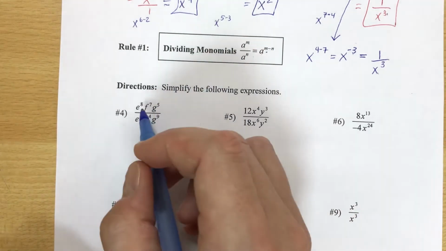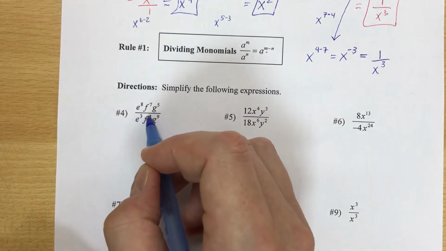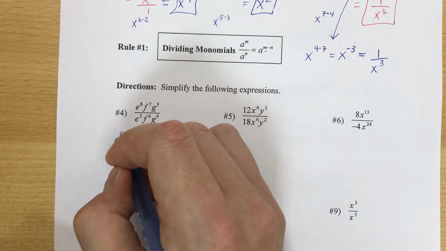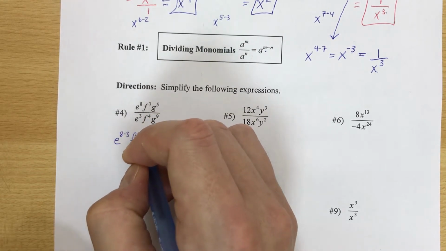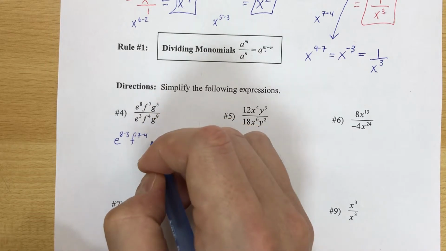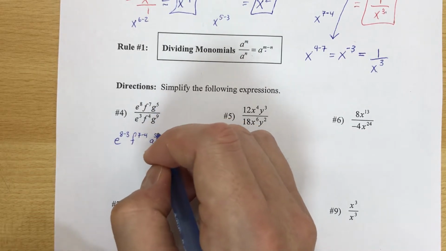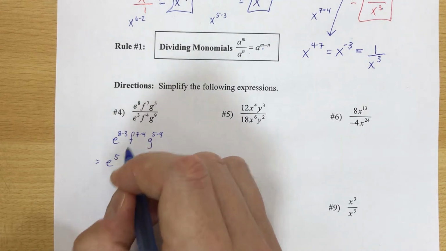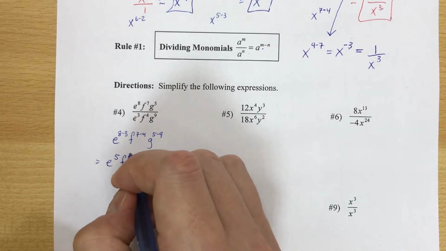Number 4. When we divide variables, we subtract exponents. So it's e, I'm going to write it out, 8 minus 3, f, 7 minus 4. I do the top exponent minus the bottom. E raised to the 5th, f to the 3rd.